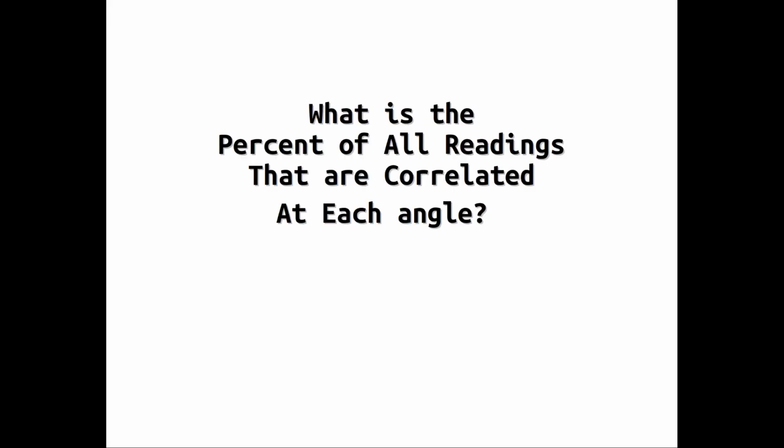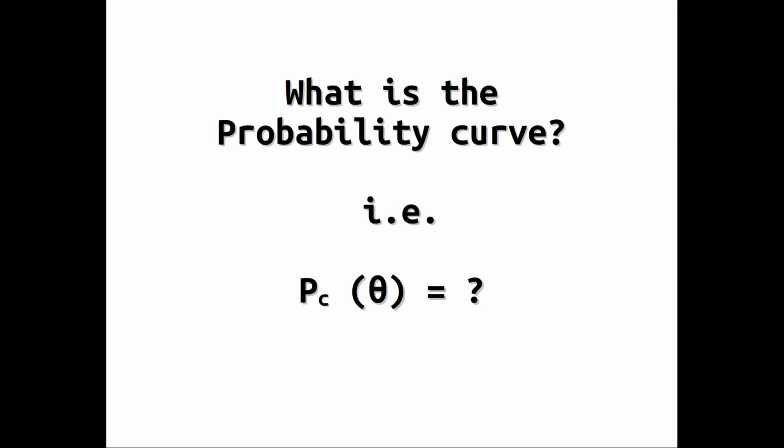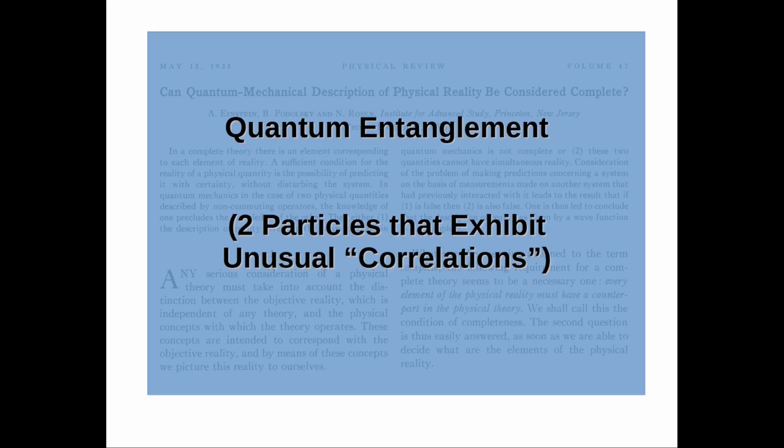What we're trying to do is answer the question, what is the percent of all readings that are correlated at each and every single angle? In other words, what is the correlation probability curve? Do you remember when we defined quantum entanglement as being 2 particles that exhibit unusual correlations? Well, this is how we quantify those correlations. We use the probability curve.